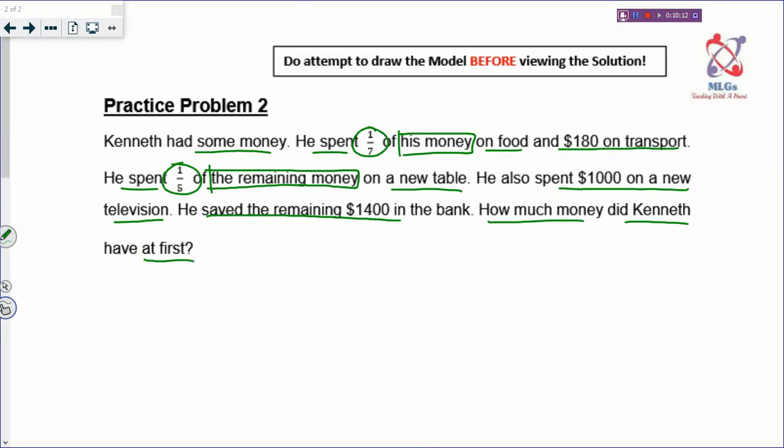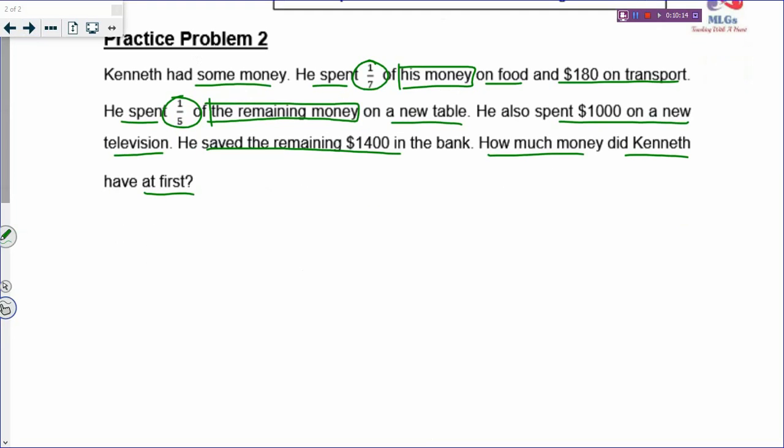Alright, now when you read this in the exam, of course it's going to be very hard to solve if you start thinking about what are the steps to take. So what we should do, like what I've always mentioned, is if you know that you can draw a model, then you should try to draw the sentence. So this is how we do it. Kenneth has some money. You draw a rectangle for his money. That's the first sentence already.